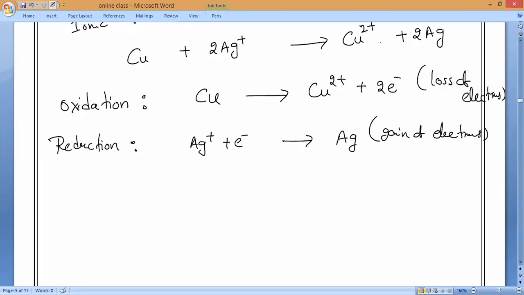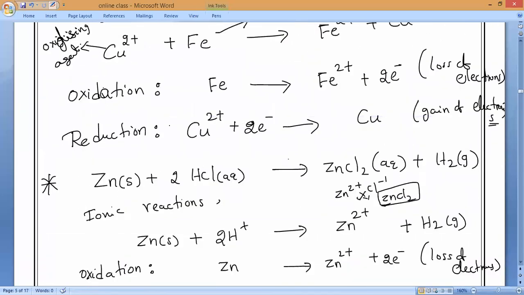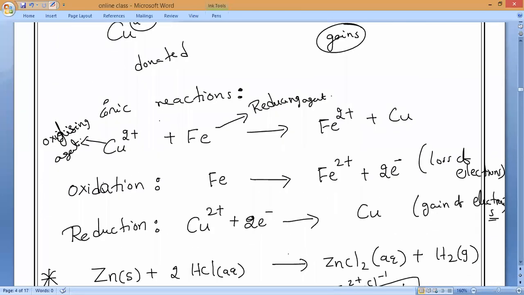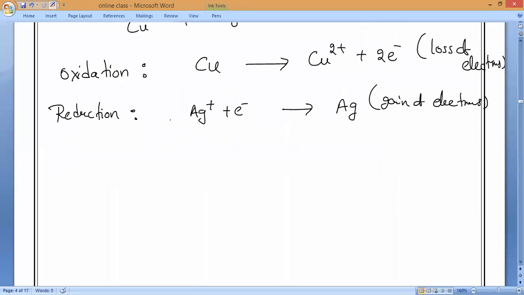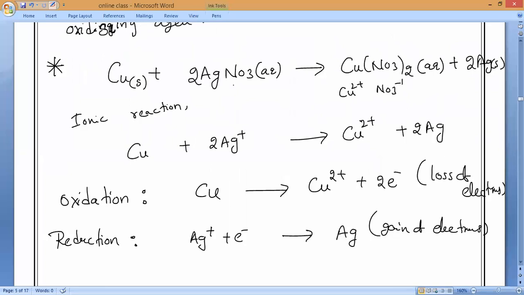Reduction. Who is the oxidizing agent and who is the reducing agent? Silver plus is the oxidizing agent. When we are reacting copper sulfate with iron, copper is going to gain the electrons. Do you understand it? Now, when we are reacting copper with silver nitrate, be careful.